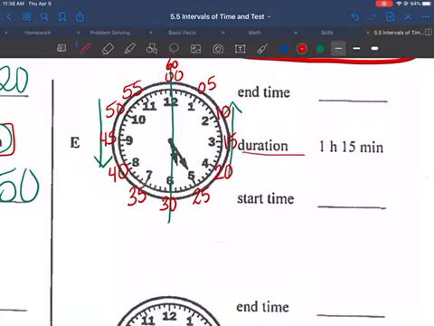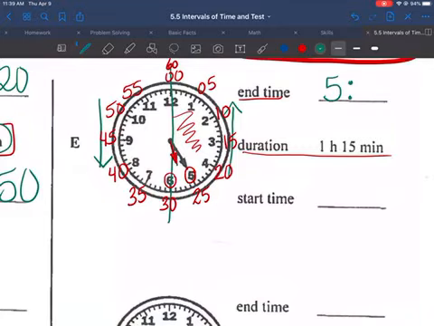Notice that we know the duration. So I'm going to start with my end time. I'm going to look at the hour hand. The hour hand is the little one, and it's pointing between 5 and 6. Since it's on this side, the arrow says to look up. So who is up? 5 o'clock.